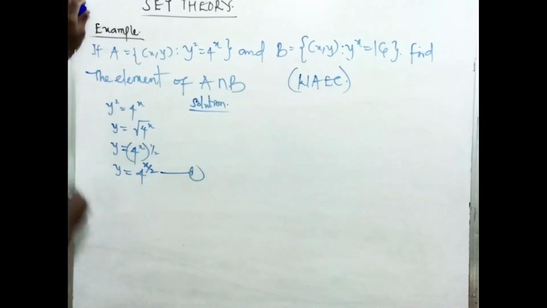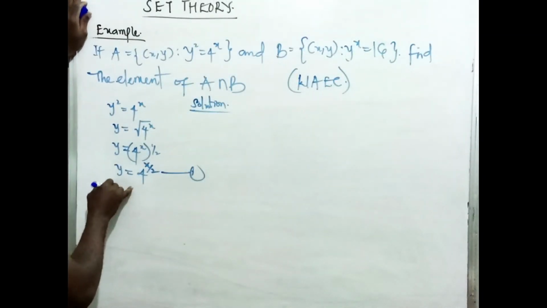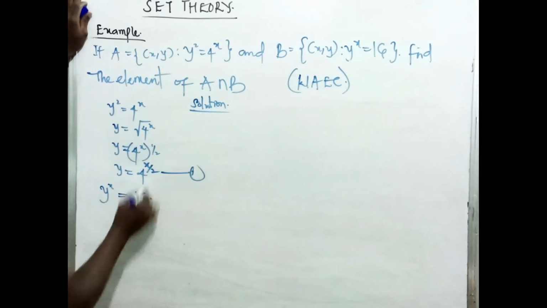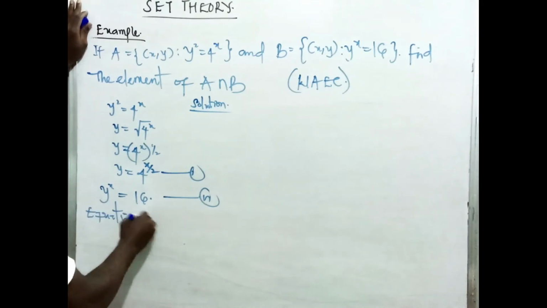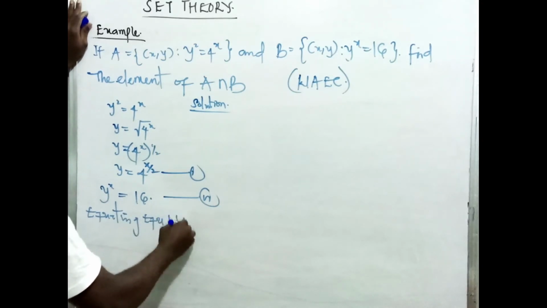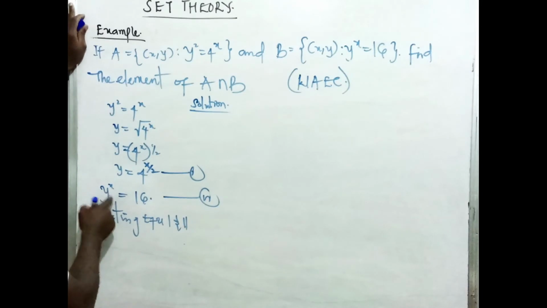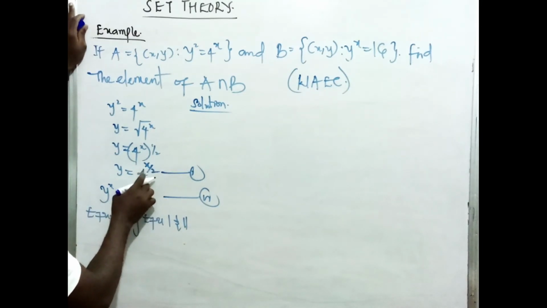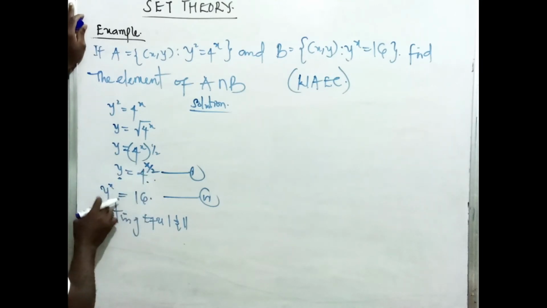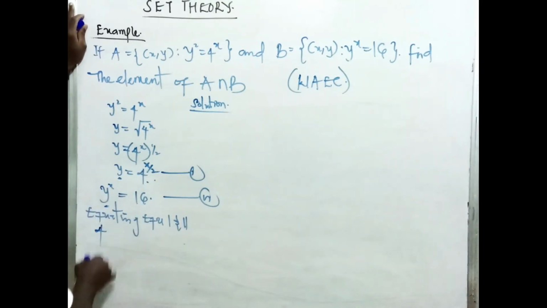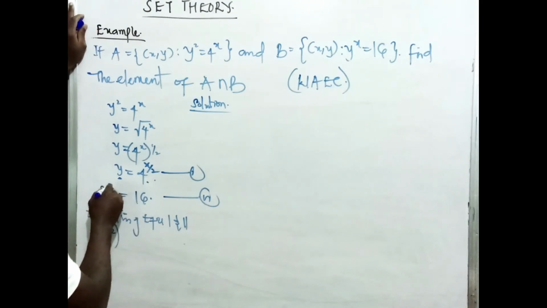So taking from B, B says that y raised to power x is equal to 16. Call this equation number 2. So at this junction, equating equation 1 and 2. Equation 1 says that y is equal to this, equation 2 says that this, and this is the same as now. Instead of putting equation 1 into equation 2, this becomes 4 to the x over 2, this is y. Then don't forget the x that came with the division 2.